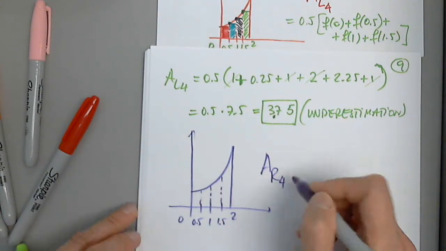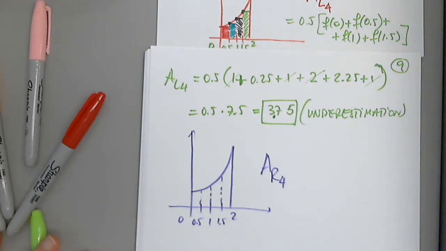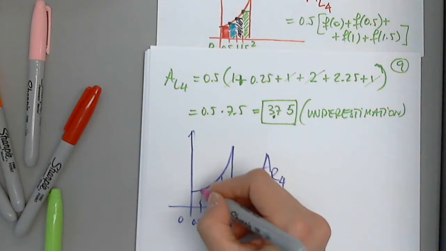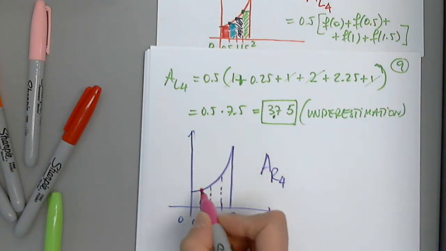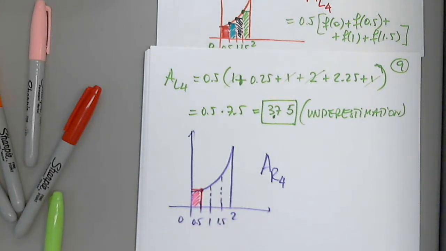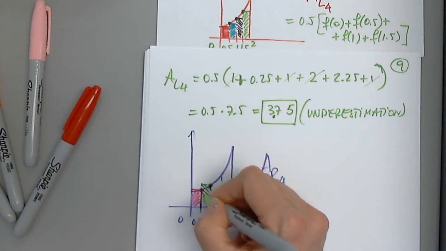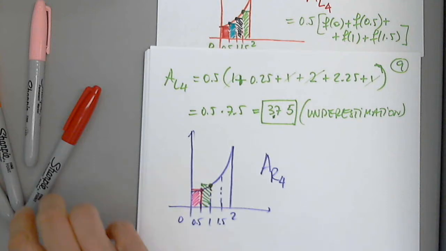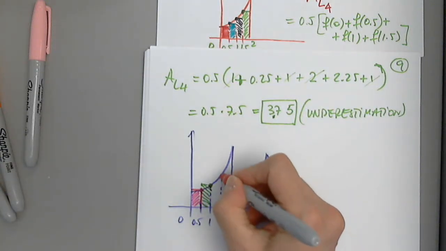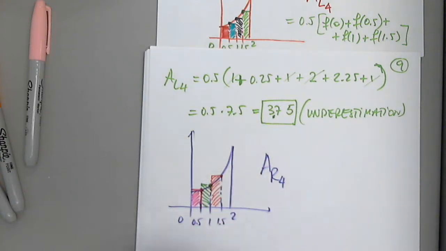A, R4. Ready? So now we are using the rightmost point. Now this is the height of the first subinterval, or the first rectangle, or the first area. Now this is the height of the second one, and that's the area of the second one. Here's the height of the third one. And finally, the height of the fourth one.